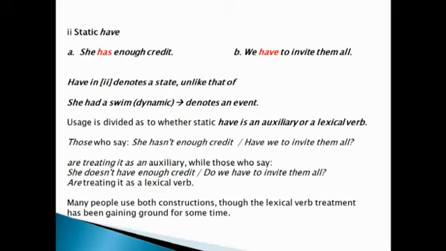So usage is divided as to whether static have is an auxiliary or a lexical verb. Those who say she has not enough credit, or have we to invite them all, are treating it as an auxiliary, while those who say she does not have enough credit, and do we have to invite them all, are treating it as a lexical verb. So we can conclude that in modern standard English, the tendency is to treat have as a lexical verb. Many people use both constructions, though the lexical verb treatment has been gaining ground.